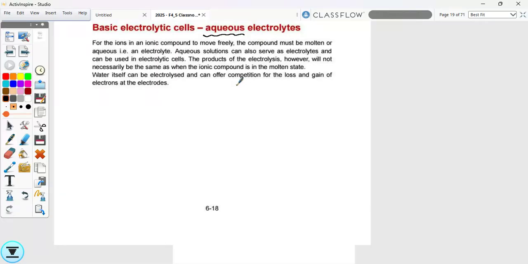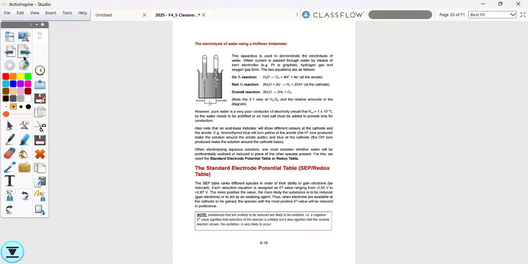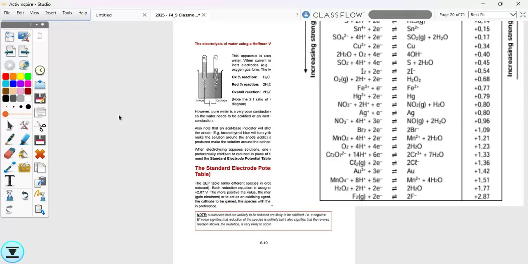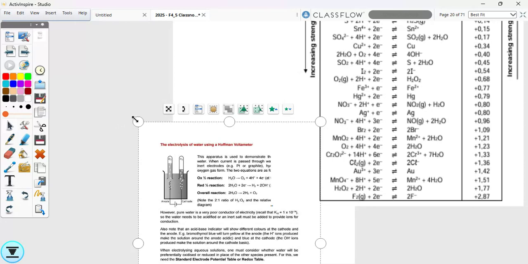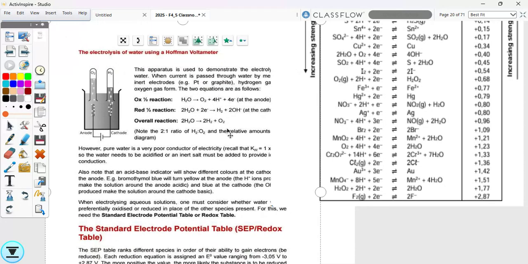And water can actually also be electrolyzed. So water can gain electrons or lose electrons, like I showed you yesterday, in the half reaction. And therefore we have to actually look at water as well. So the first thing we're going to look at then is if I have just water, what can actually happen? So the electrolysis of water is a thing.